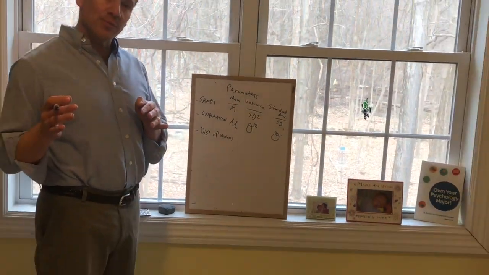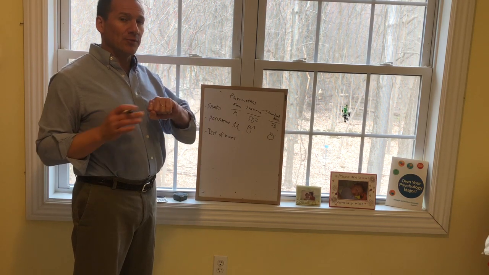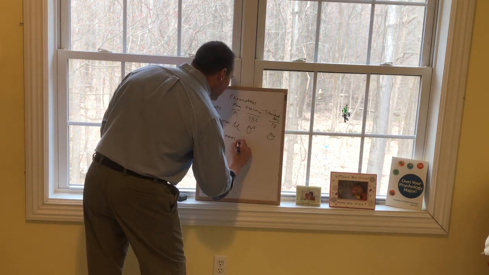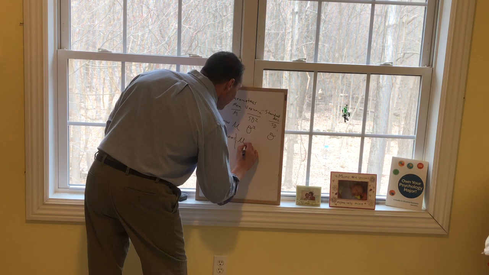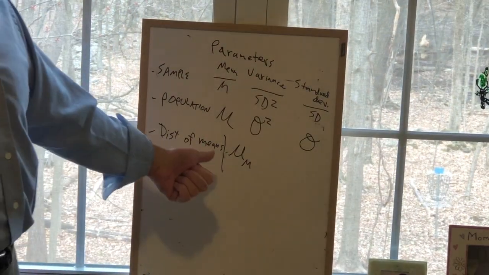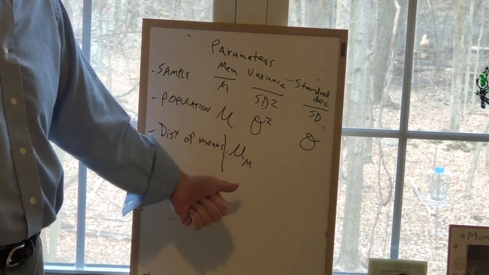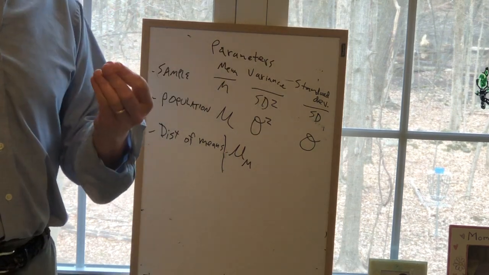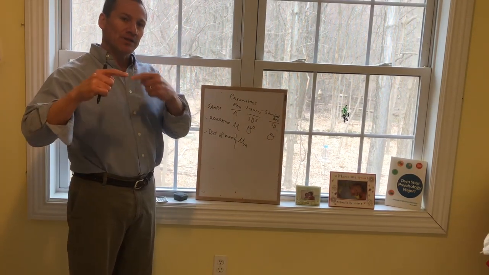If we're dealing with a distribution of means, which will be true for Chapter 8 and then into Chapter 9, the mean, you ready for this, kids? It is mu sub M. So that is the Greek mu and the regular capital M. Mu sub M means the mean of a distribution of means.